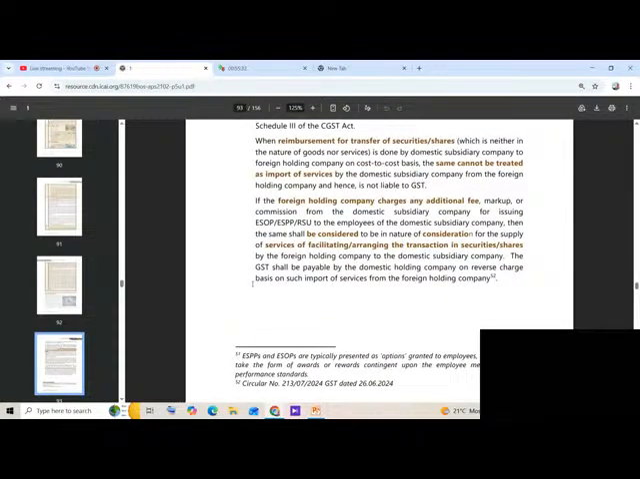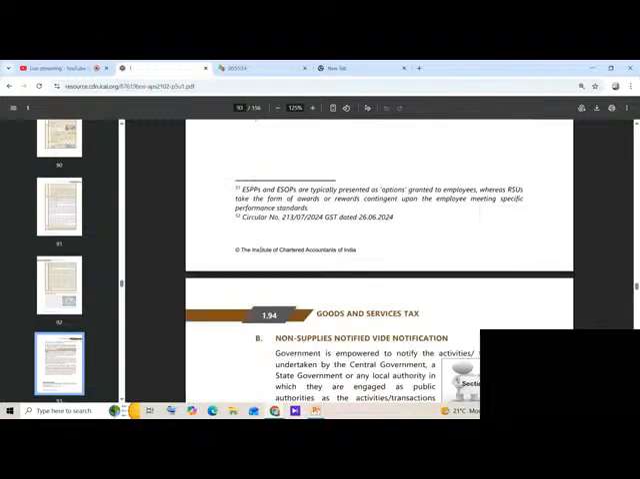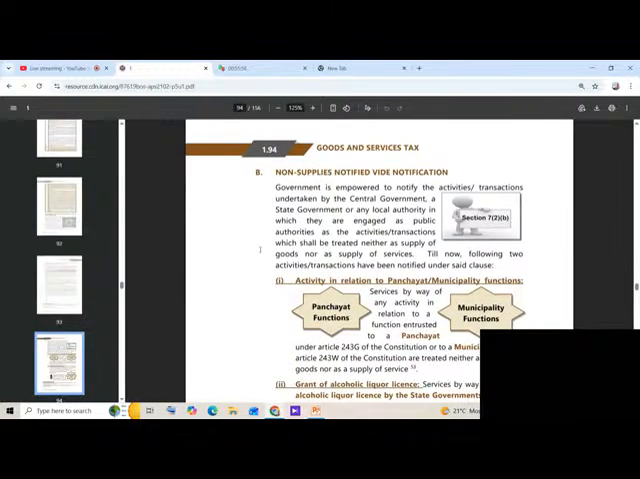If the foreign holding company charges any additional fee, markup, or commission from the domestic company for issuing ESOP, the same shall be considered to be in the nature of consideration for the supply of services of facilitating or arranging the transaction in securities or shares by the foreign holding company to the domestic subsidiary company. The GST shall be payable by the domestic company on reverse charge basis on such import of services from the foreign holding company.